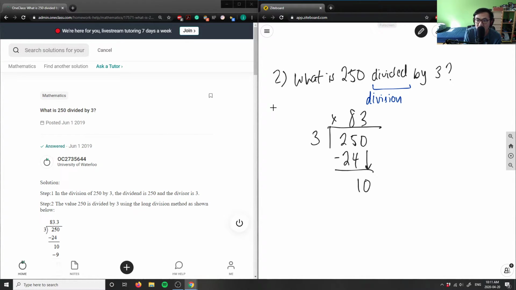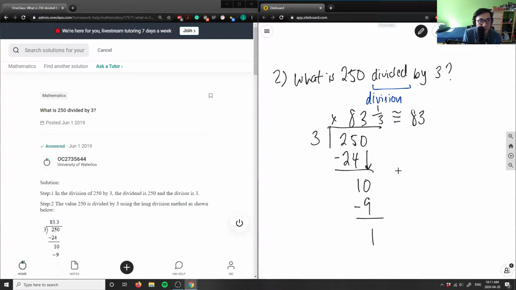3 times 3 is here, right? 3 times 3 here equals 9, minus that, 10 minus 9 equals 1, which means I have a remainder of 1, right? Nothing else to bring down here. So my answer here is 83, and then if I have a remainder, it's 1 over our divisor, right? So it's 83 and 1/3, or you can say, in decimals, if you want it would be 83.